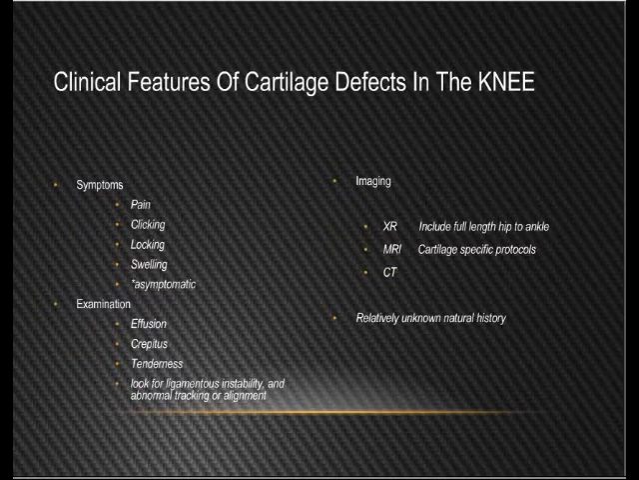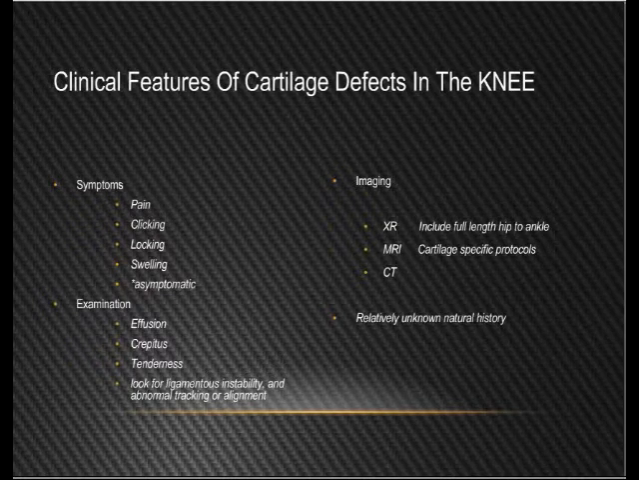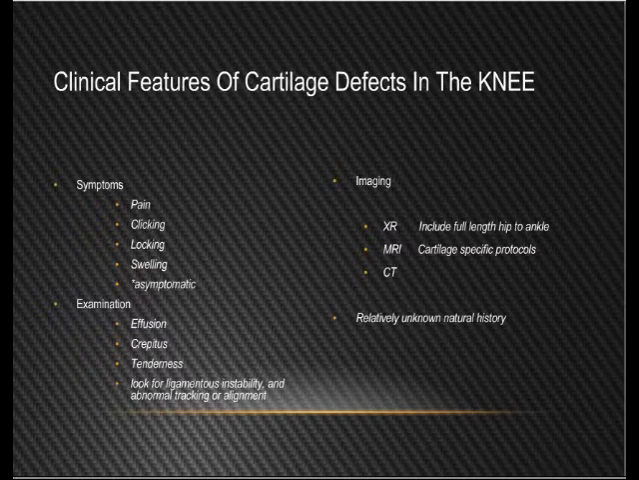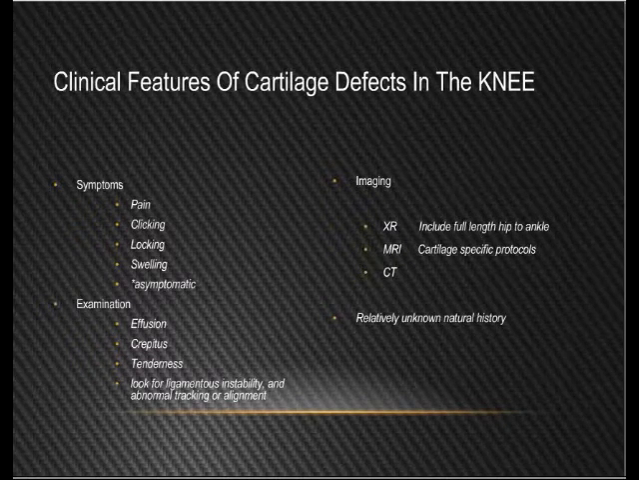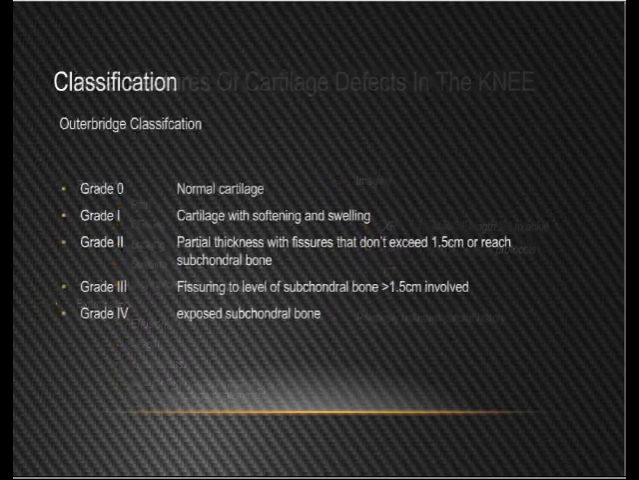Cartilage defects can be classified according to the Outerbridge classification that we commonly use at knee arthroscopy, with grade 0 being normal cartilage, grade 1 being cartilage with softening and swelling, grade 2 being partial thickness defects with fissures that don't exceed 1.5 centimetres or that don't reach subchondral bone. Grade 3 defects have fissuring to the subchondral bone and/or greater than 1.5 centimetres of cartilage involved. Grade 4 lesions have exposed subchondral bone.